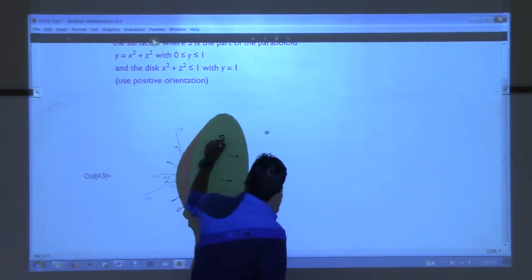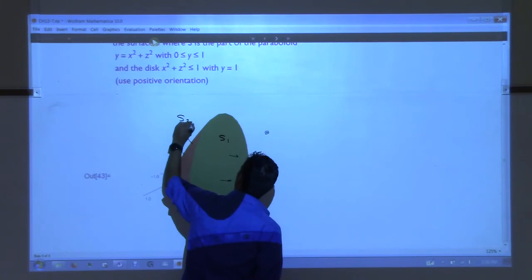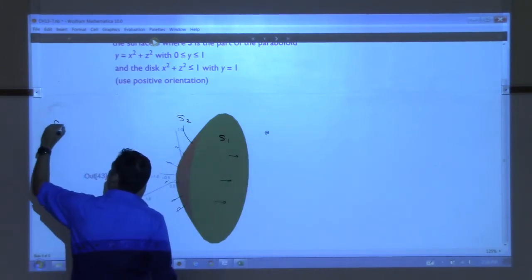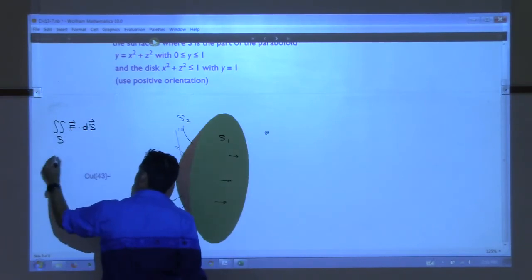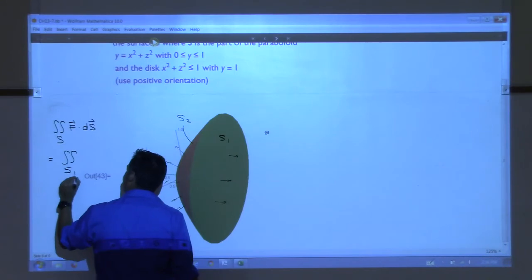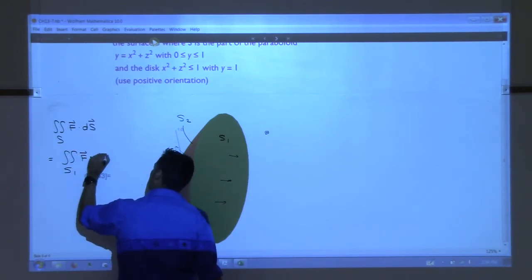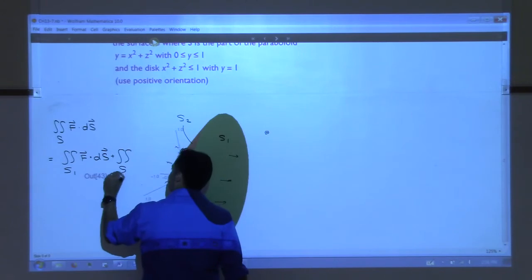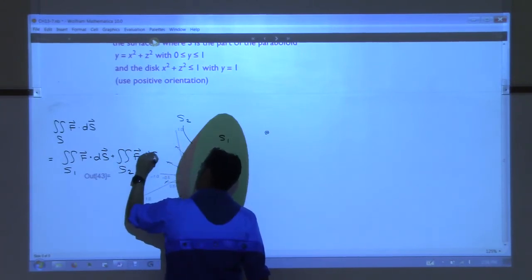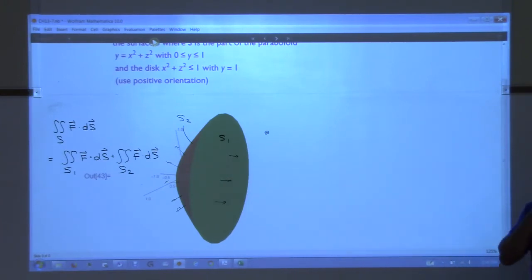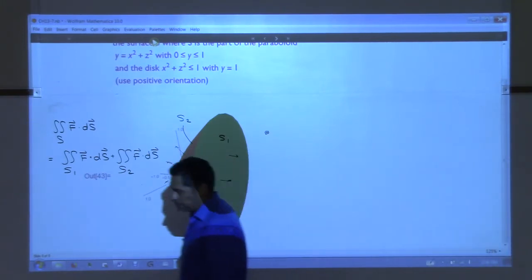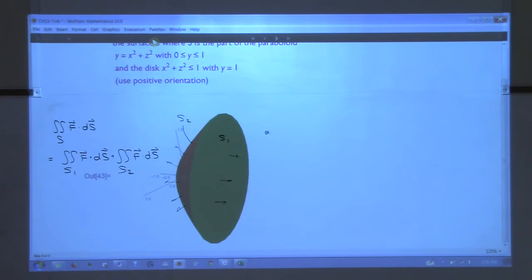Let's do this one first. We'll call this one S1. We'll call this one S2. So we're trying to find the flux over S of F dot dS, which is going to be the flux over S1 of F dot dS plus the flux over S2 of F dot dS. So we're breaking it up into two surface flux integrals, all right? So what do you think about S1? S1 is just a standard disk, correct? It is. So how would you like to draw S1?